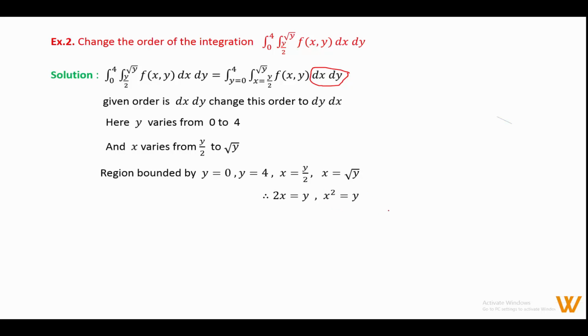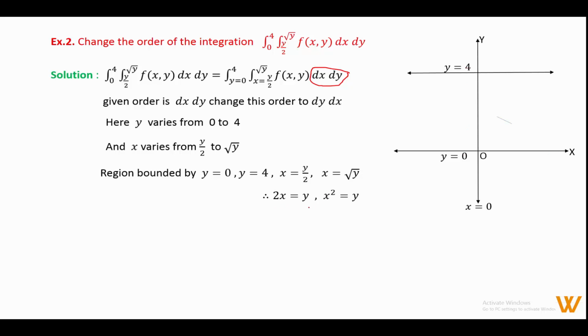Now draw the sketch, draw the diagram: x axis, y axis, origin. This point is the origin, this line is the x axis whose equation is y equal to 0. This line is the y axis whose equation is x equal to 0. Next line: first line y is 0, next line y equal to 4. Y equal to 4, this line is parallel to the x axis.